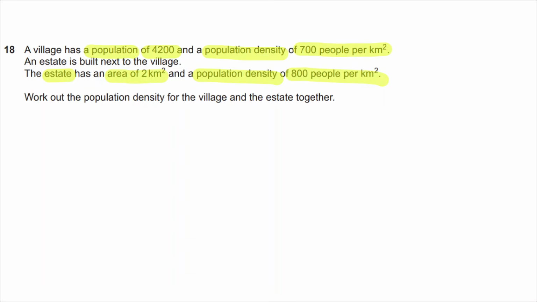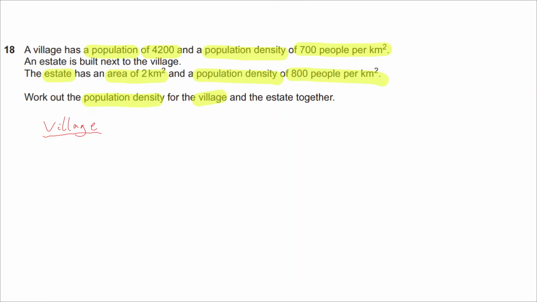We're just going to break it down and then work out the population density of the village. Just do one thing at a time. So let's consider the village first of all. I'm just going to make a note of the village. I'm not even reading the question really. I'm just going to work out what I can work out.